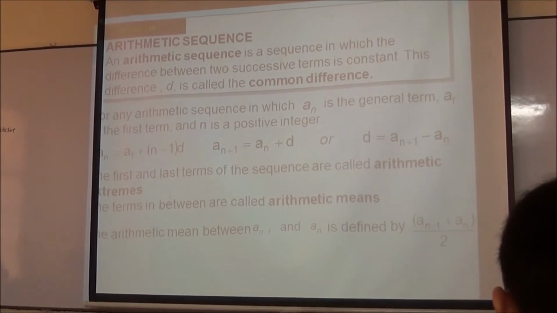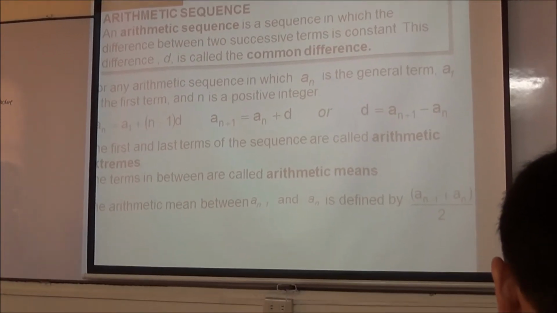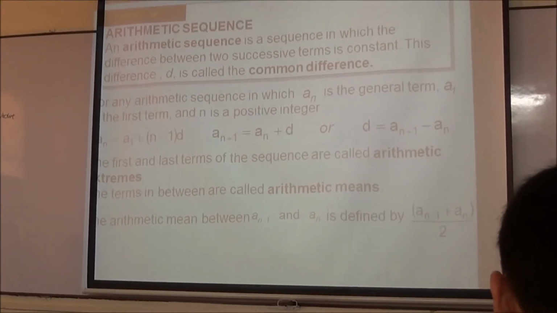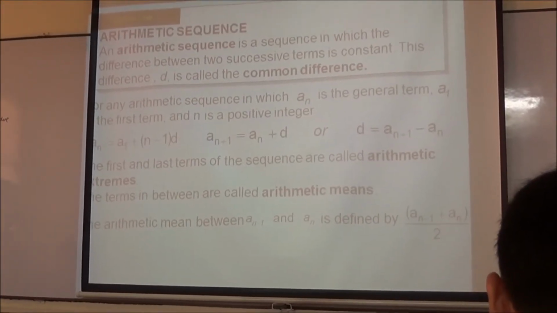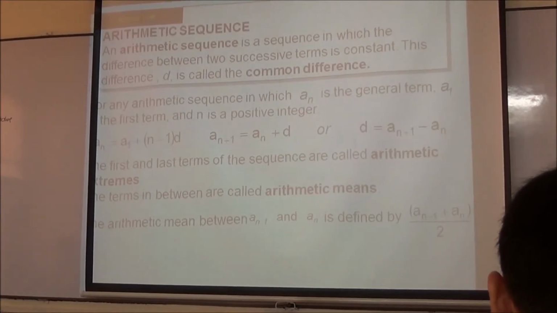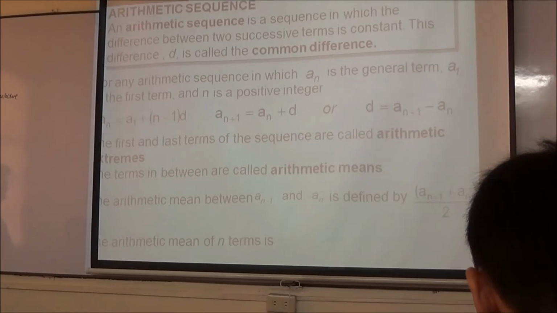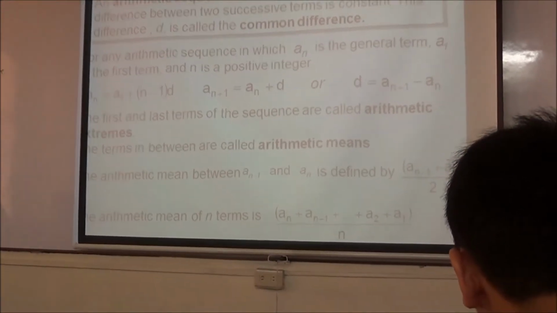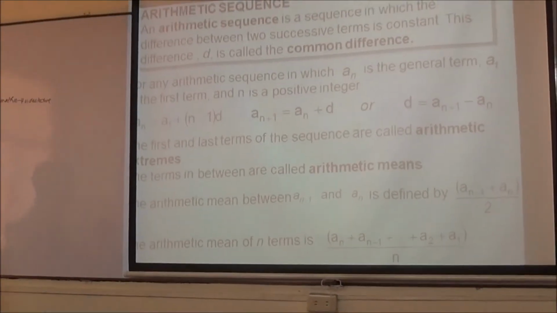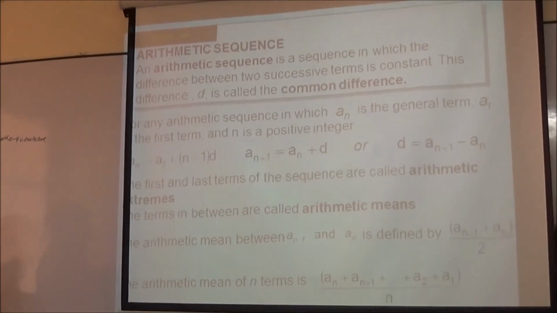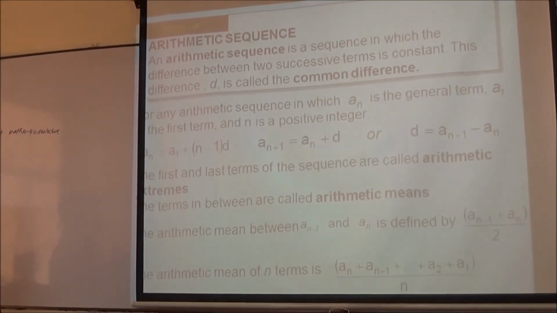The arithmetic mean between A sub n minus 1 and A sub n is defined to be (A sub n minus 1 plus A sub n) over 2. And if we have the arithmetic mean of n terms, the formula is A sub n plus A sub n minus 1, up to A sub 2 plus A sub 1, all over n.